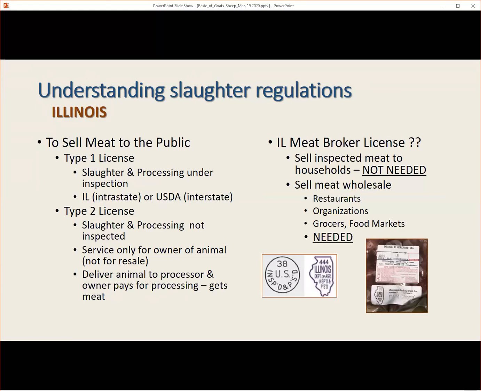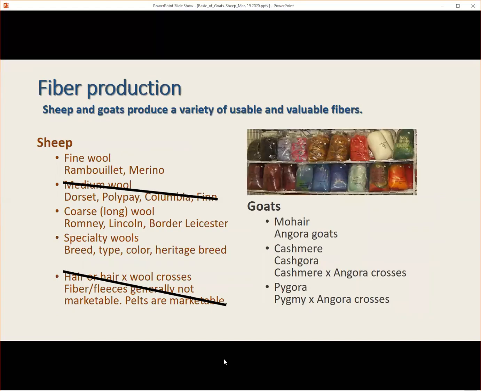Type 2 inspection, that would be where you would deliver the animal that someone has bought from you to a meat processor, and then that person then pays for the processing and picks the meat up there at the processor. And that will be the infamous white paper wrapped meat that says cannot be sold for resale. So for those, do you need a meat broker's license? If you sell to individual households, it's not needed. Only for when we're selling wholesale. Then the meat broker's license is needed.